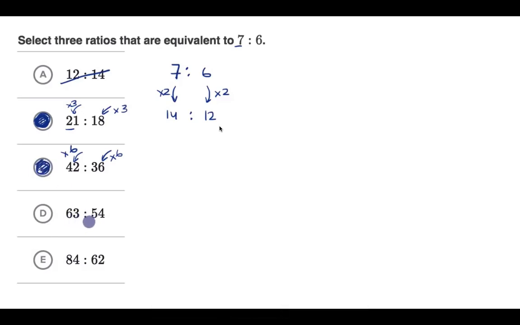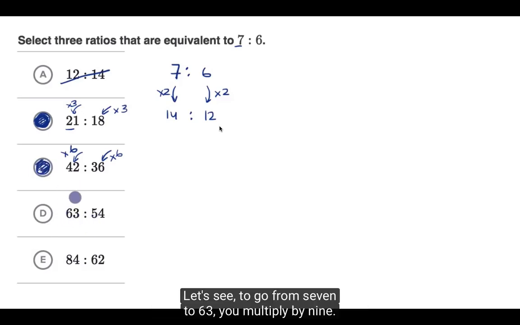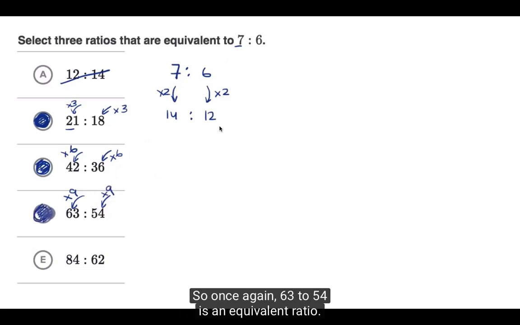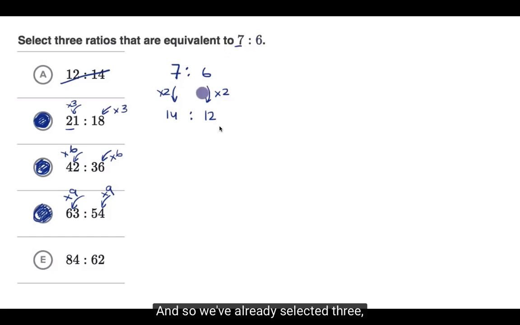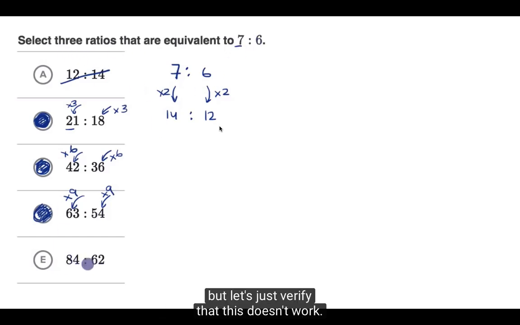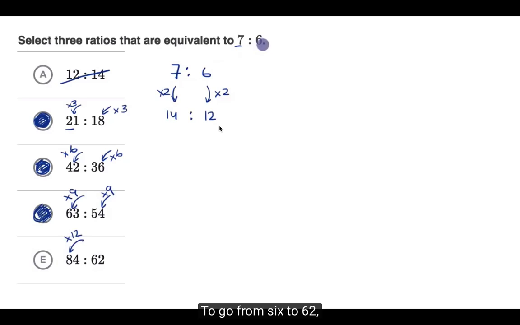63 to 54. Let's see, to go from 7 to 63, you multiply by 9. And to go from 6 to 54, you also multiply by 9. So once again, 63 to 54 is an equivalent ratio. And so we've already selected 3, but let's just verify that this doesn't work. So to go from 7 to 84, you would multiply by 12. To go from 6 to 62, oh, you multiply by 10 and 2 sixths, or 10 and a third, so this one is definitely not an equivalent ratio.